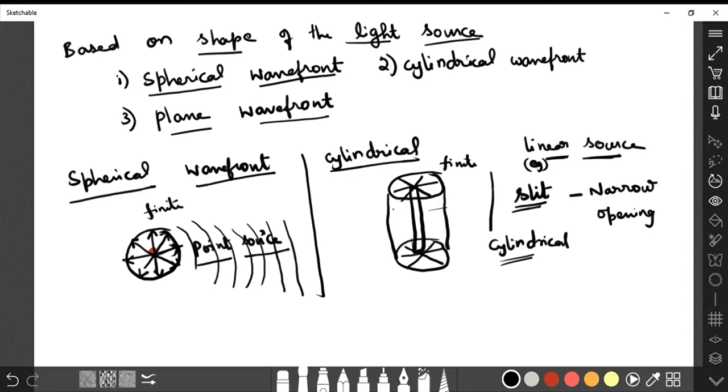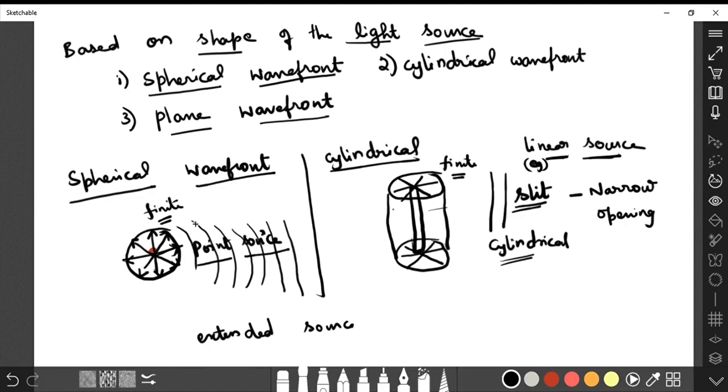Okay, so how can we explain the plane wavefront? The plane wavefront is produced by rays originating from an extended source. In both the spherical and cylindrical cases, the sources are at finite distance. But in case of plane wavefront, the source will be at infinite distance, so that it produces the plane wavefront. A point source of light in a medium at infinite distance will give rise to a plane wavefront.